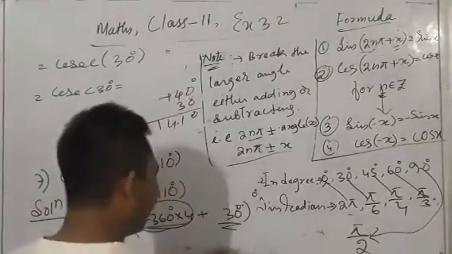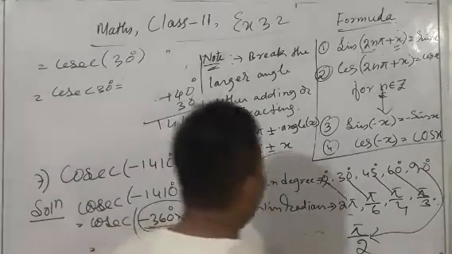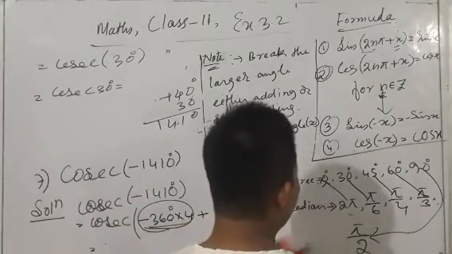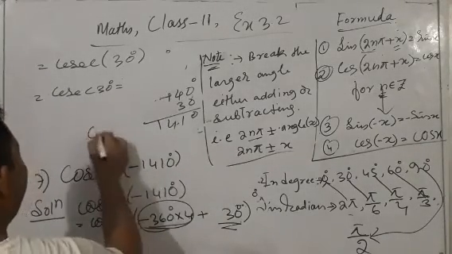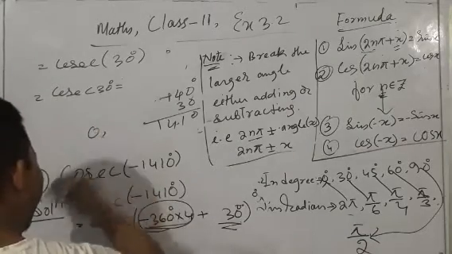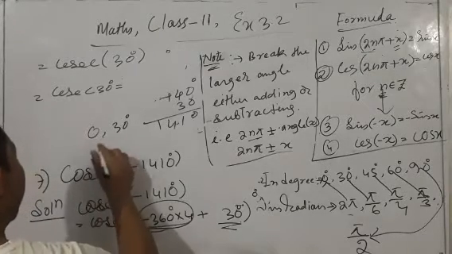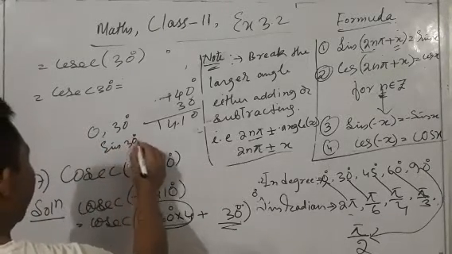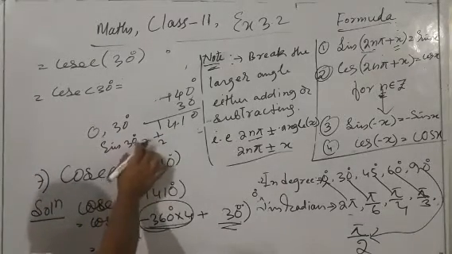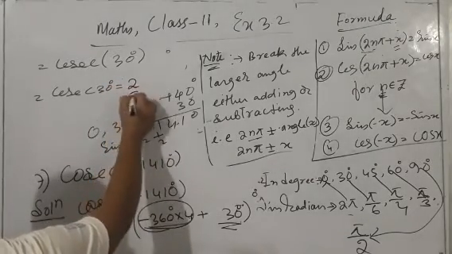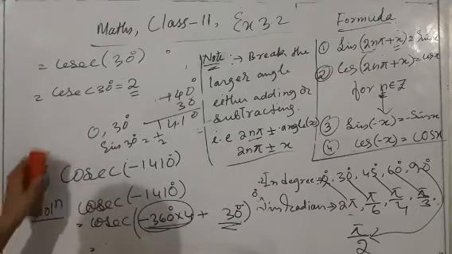Sin 30 degree equal to how much? Sin 0 is 0 only, at 0 degree. At 30 degree, what is the value of sine? Sine 30 is 1 by 2. So cosec 30 will be just the reciprocal of sine 30. So that is 2. Okay? Before rubbing it, please pause the video and write it down, please.